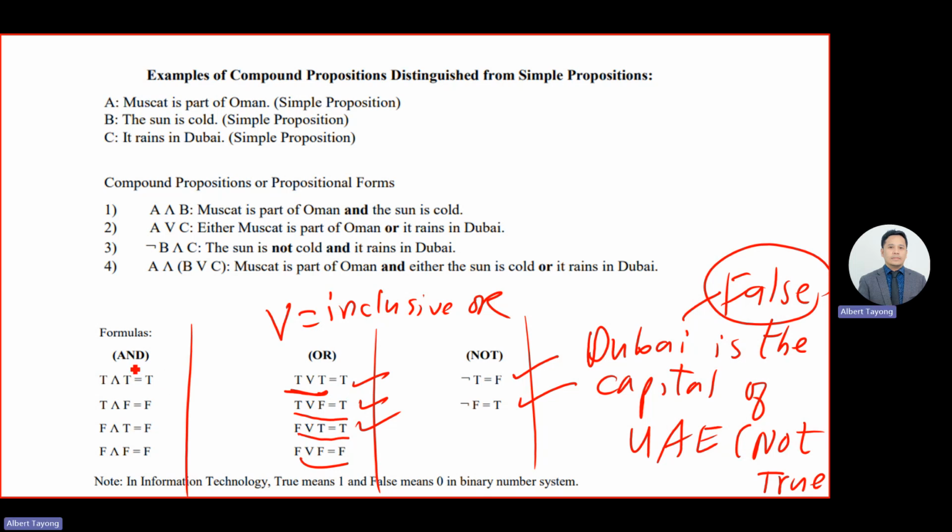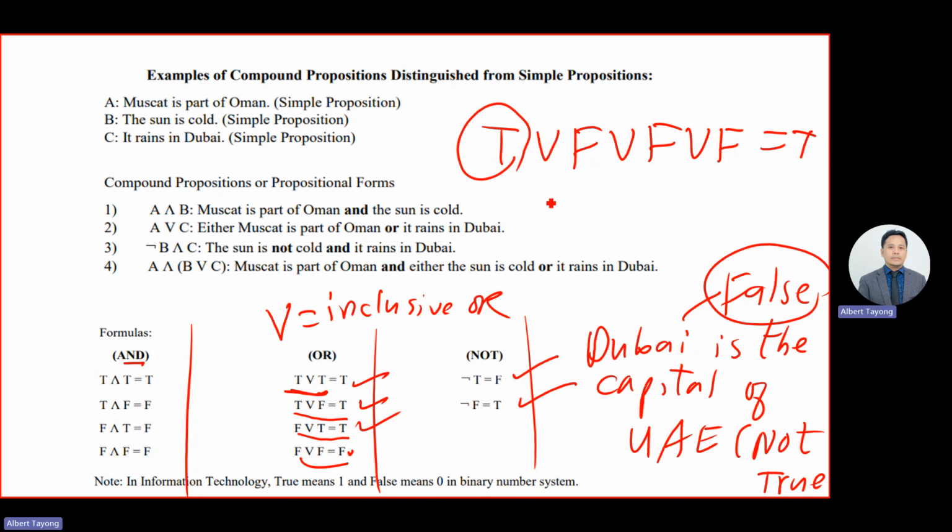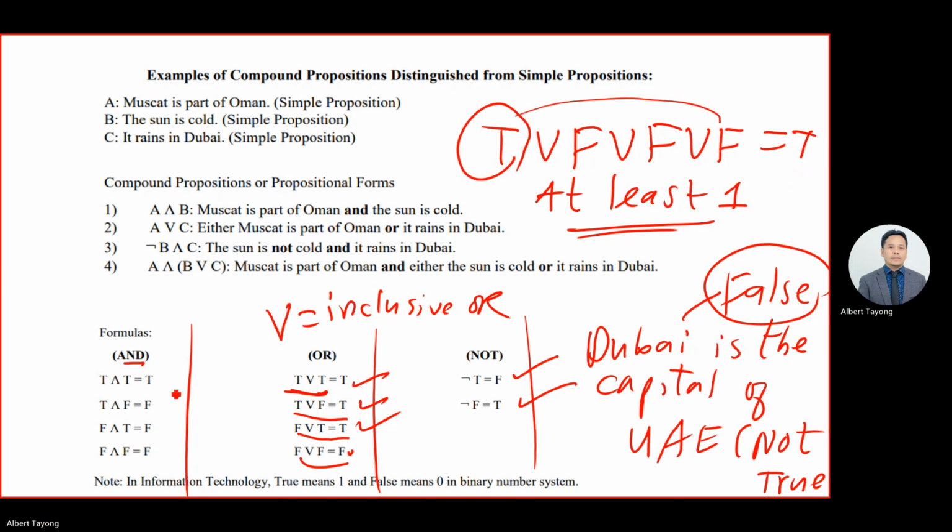Here we have AND. For OR, we have only one false. The rest is true. Even if you have more, for example, true or false or false or false, the answer will be true because at least one is true. If there exists a true, the whole formula will be true.